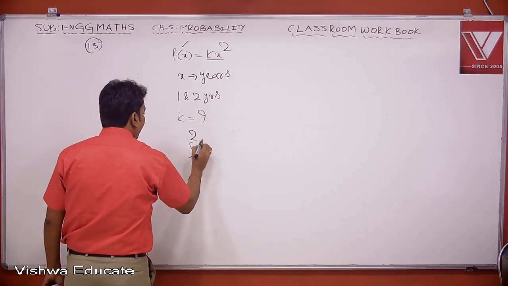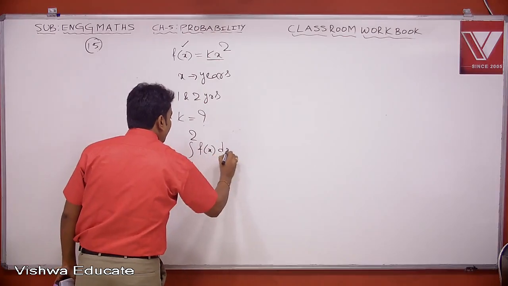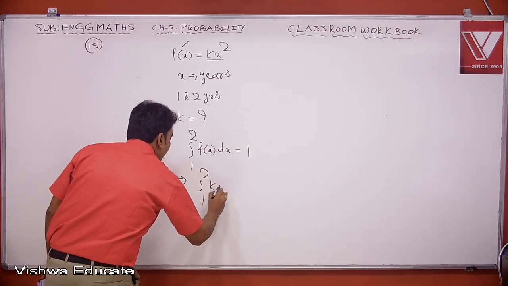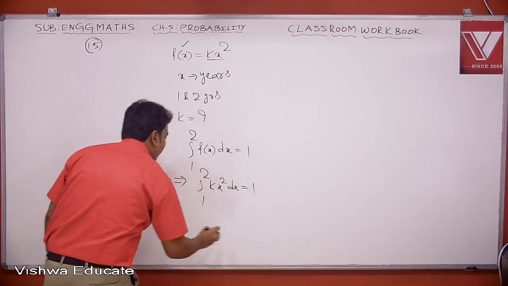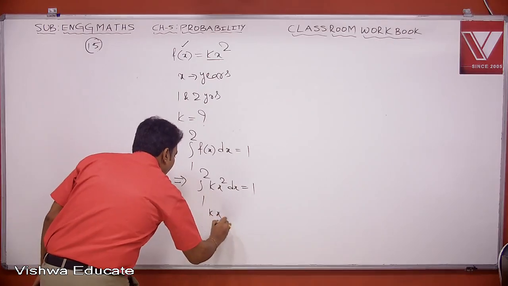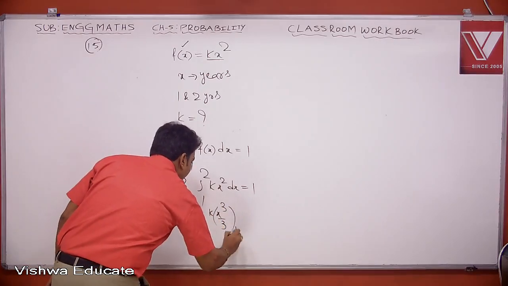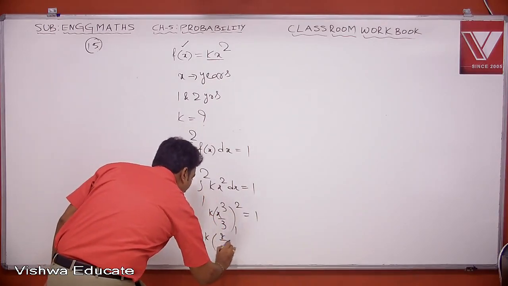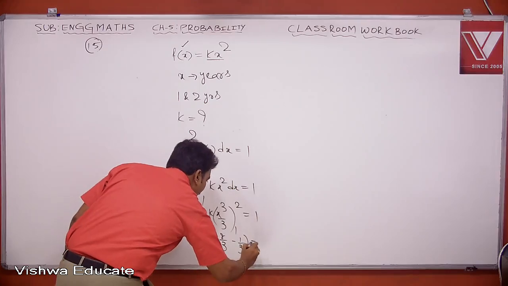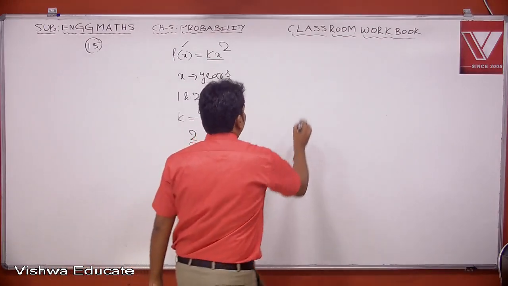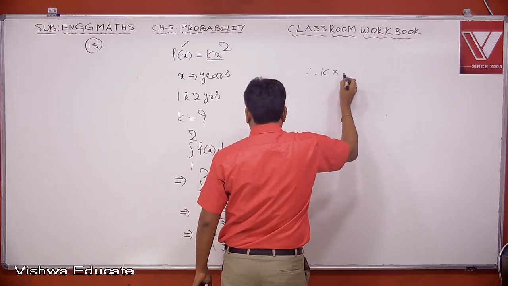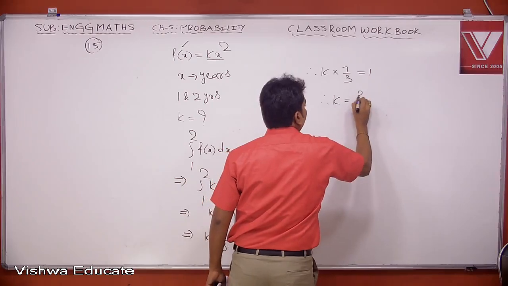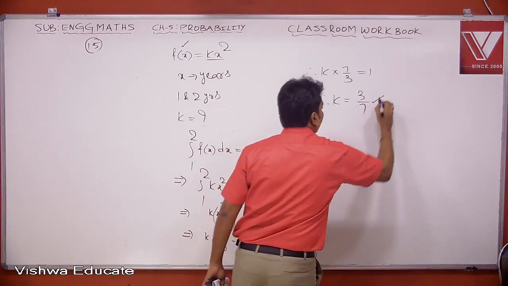Therefore integrate this function between 1 to 2, the result must be equal to 1. So this implies integral 1 to 2 of k x square dx equal to 1. So k times x cube by 3, limits from 1 to 2, equal to 1. So k into 8 by 3 minus 1 by 3 equal to 1. Therefore k times 7 by 3 equal to 1. Therefore the value of k is 3 by 7.